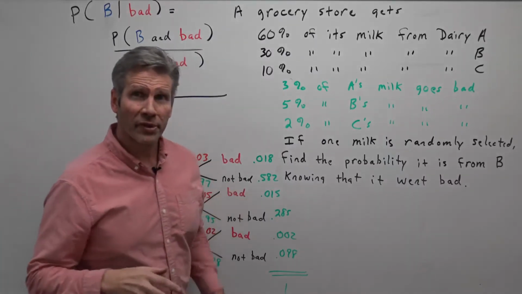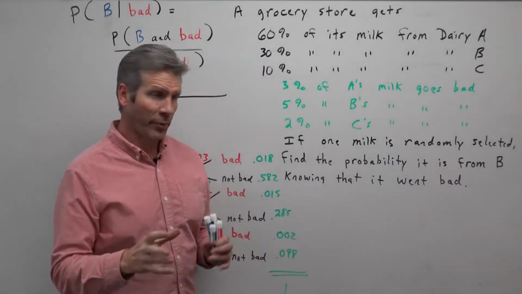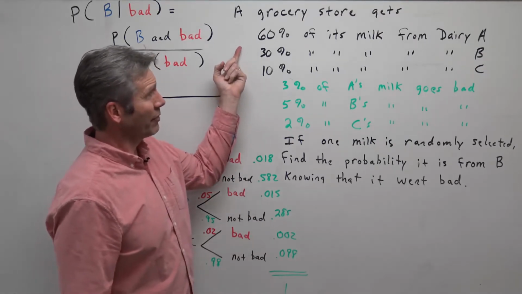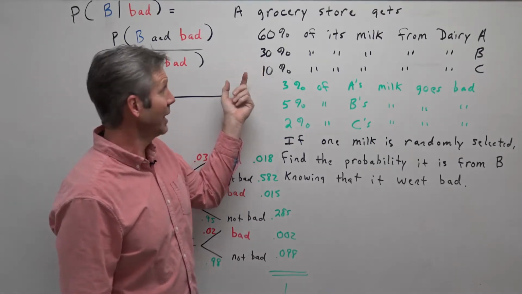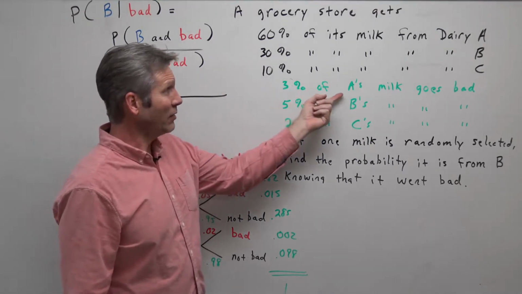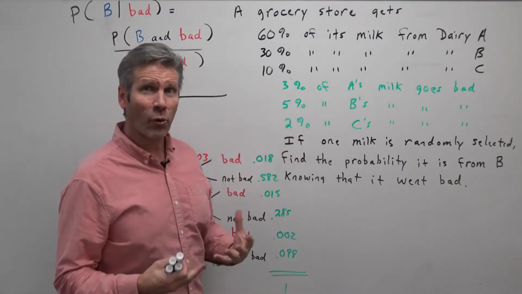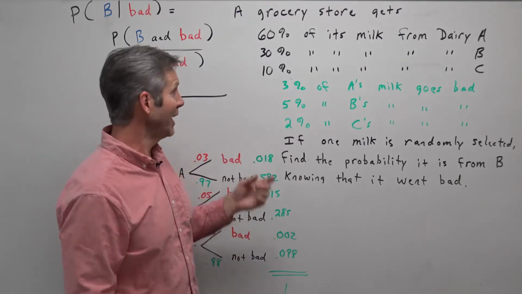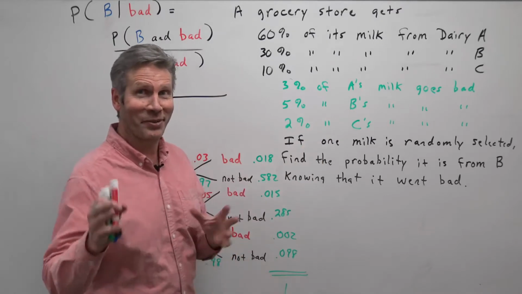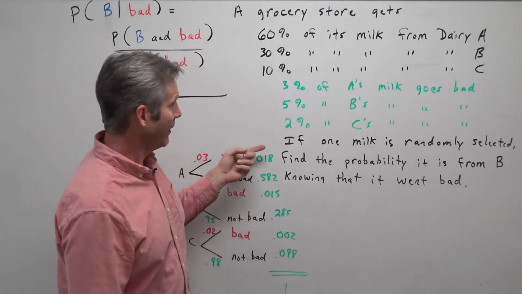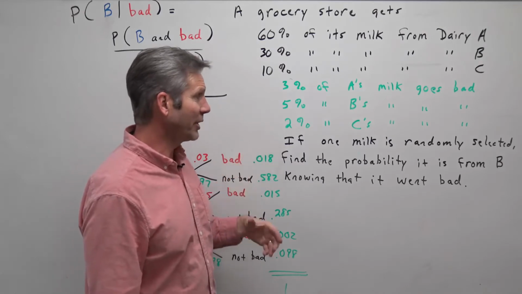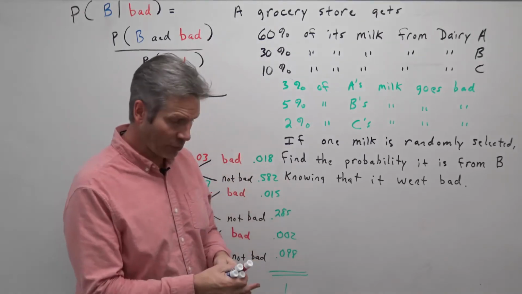So this problem is that structure of a disease problem where basically we have a grocery store. They get 60% of their milk from dairy A, 30% from B, and 10% from C. Now it turns out that A's milk, about 3% of those go bad before the expiration date, 5% of B's, and 2% of C's. You thought 2% milk meant something else. And then if one milk is randomly selected, find the probability it is from B, knowing that it went bad.